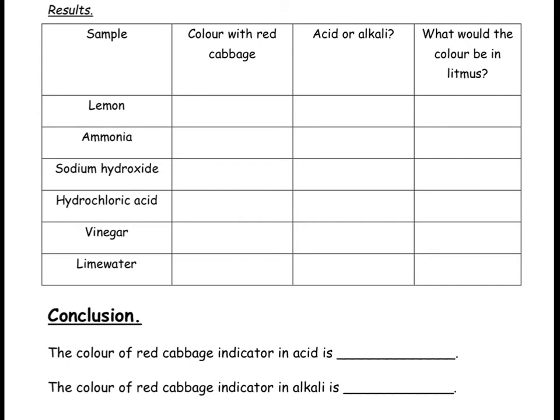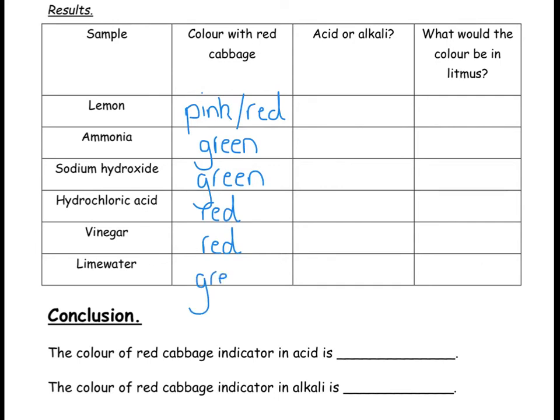Now again, let's check that you got those results written in correctly. With the lemon juice, you could see that Mrs. Cummings called out that it turned a pink red. With the ammonia, it turned a green blue, but mostly green, I think. The sodium hydroxide turned a green colour. The hydrochloric acid turned a red pink colour, as did the vinegar. And the lime water at the end turned a green colour.